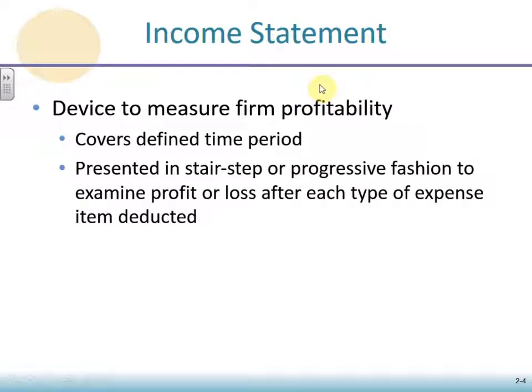So, income statement, right? A device to measure firm profitability over a certain time period. They call it progressive fashion. So you start at the top, and if you listen to the financial news, you'll hear them talk about top line, bottom line. Top line is sales, bottom line is profit. That's it in a nutshell, right? And when they report earnings, those are about the two most important things that investors like to look at. They like to see, is their top line growing? We want to see that there's sales growth, and is their bottom line growing?